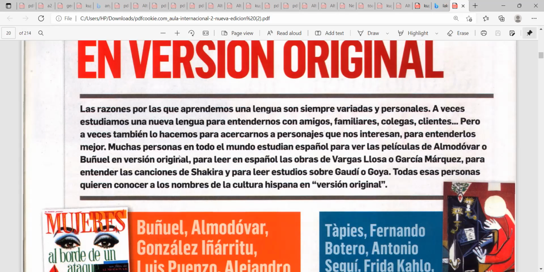A veces, basically we use it for sometimes. Estudiamos, we study. A veces, sometimes. Estudiamos una nueva lengua, a new language, para entendernos con amigos. Entender is my verb to understand, and we have already done entender, right? With friends, familiares, colegas. Repetir, por favor. Familiares, colegas, we have colleagues. Clientes, repetir por favor, clientes.